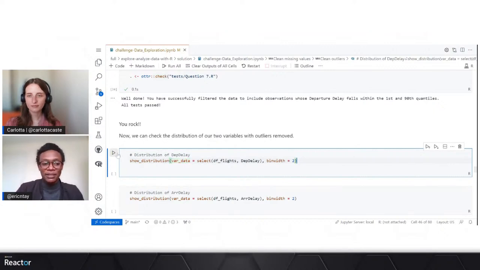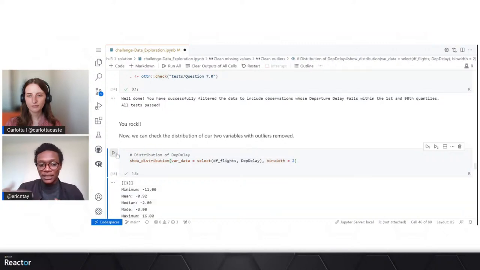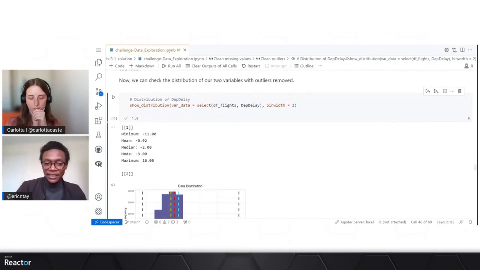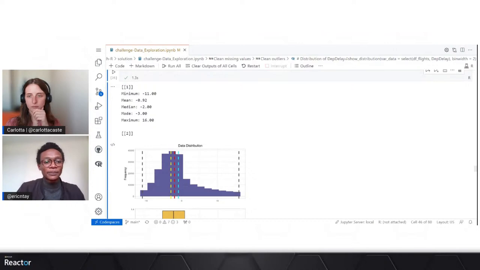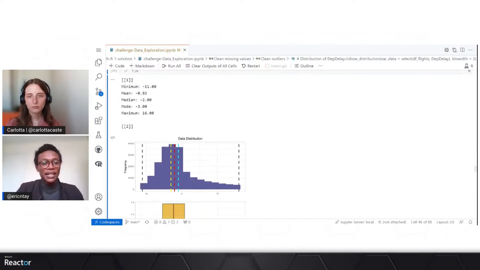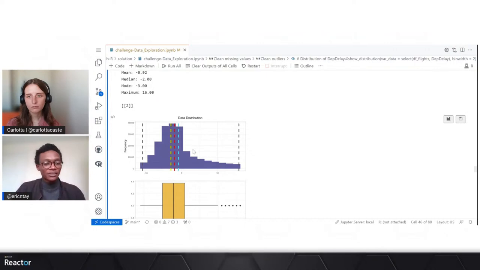The bin width is a parameter that you can really play with to see one that represents your data well. So for the departure delay, when outliers are removed, we can see that the minimum time that a flight was delayed was negative 11 minutes. That means the flight went earlier by 11 minutes. The maximum was 16 minutes, so the flight actually got delayed by 16 minutes. And our distribution now is really more visually perceivable.